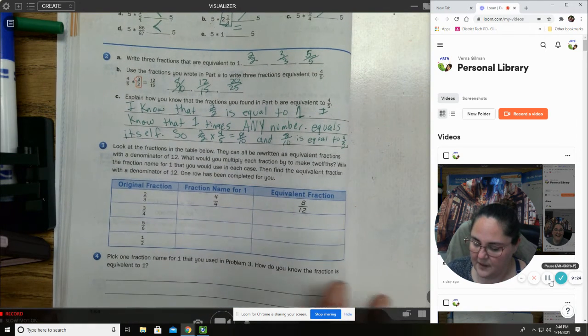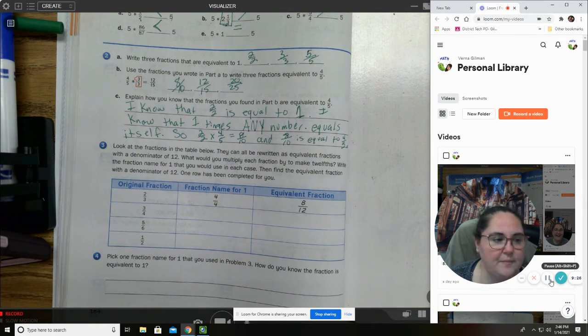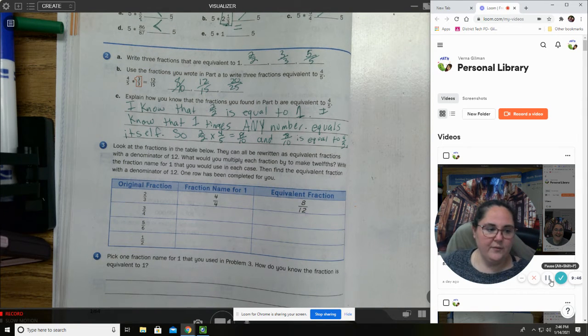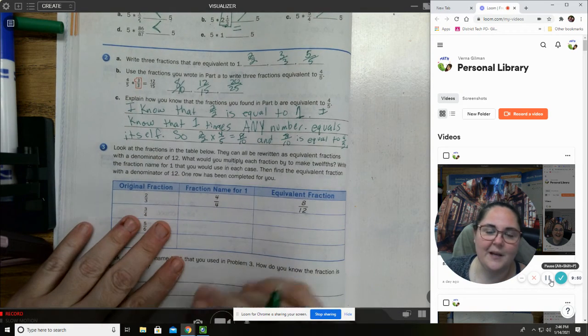Number 12. Look at the fractions in the table below. They can all be written as equivalent fractions with a denominator of 12. What would you multiply each fraction by to make it 12ths? Write the fraction name for one that you see in each case. Then find the equivalent fraction with a denominator of 12. One row has been completed for you. So basically, we're finding common denominators, guys.